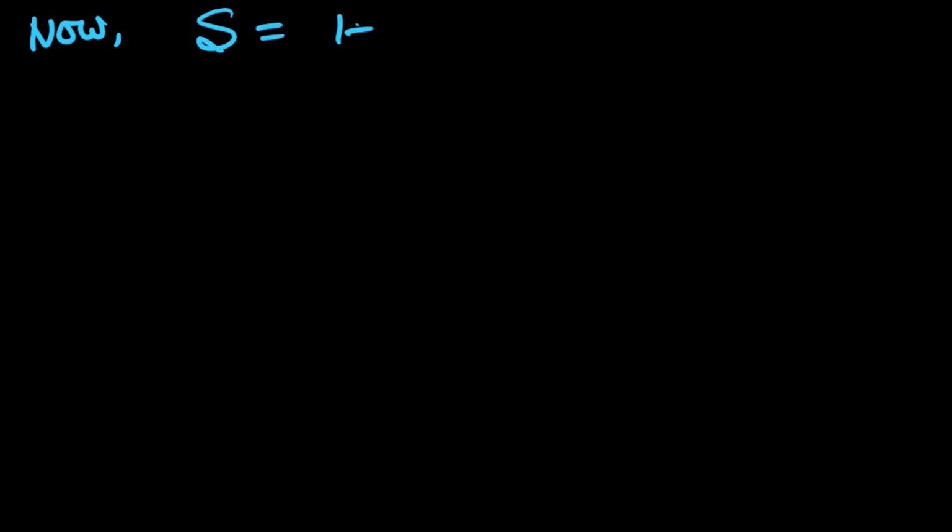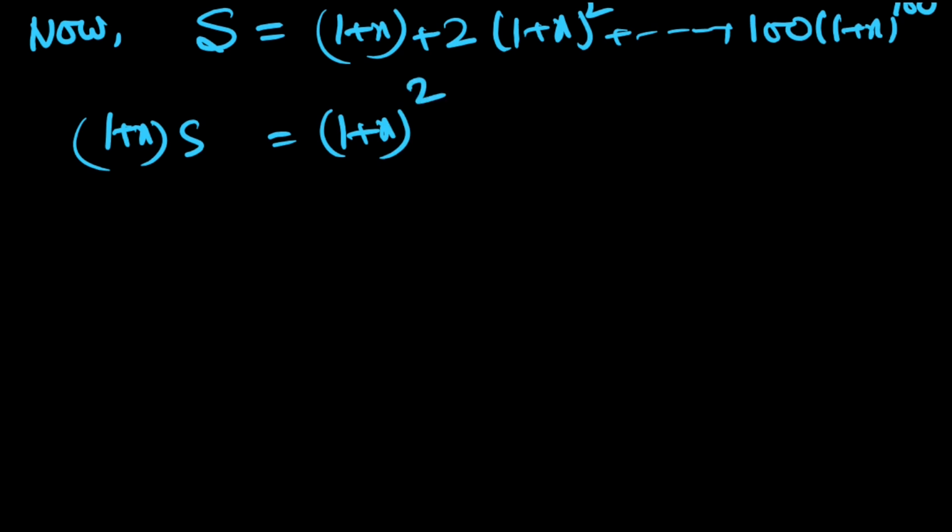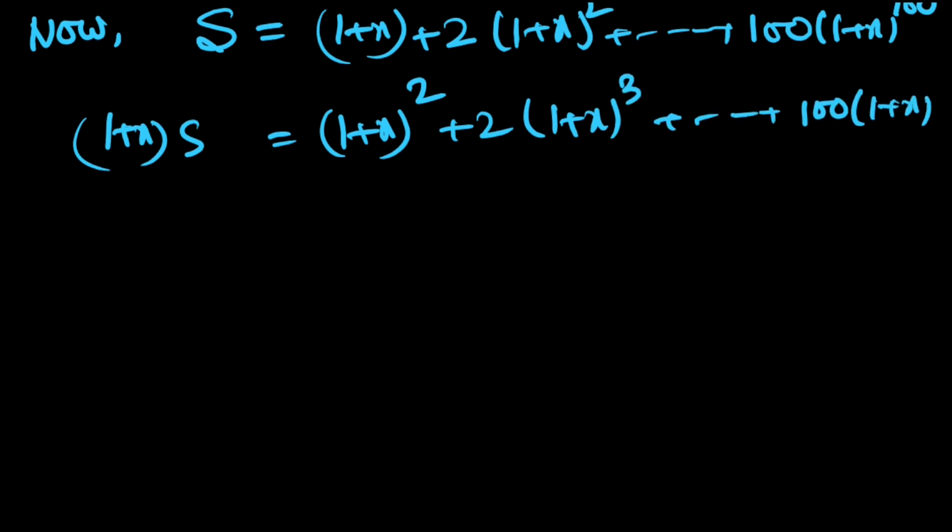The expression is 1 plus x plus 2 times (1 plus x) squared up to 100 times (1 plus x) to the power 100. We multiply by (1 plus x), and we get (1 plus x) squared plus 2 times (1 plus x) cubed up to 100 times (1 plus x) to the power 101. Then we subtract this term, denoted by 1 and denoted by 2.